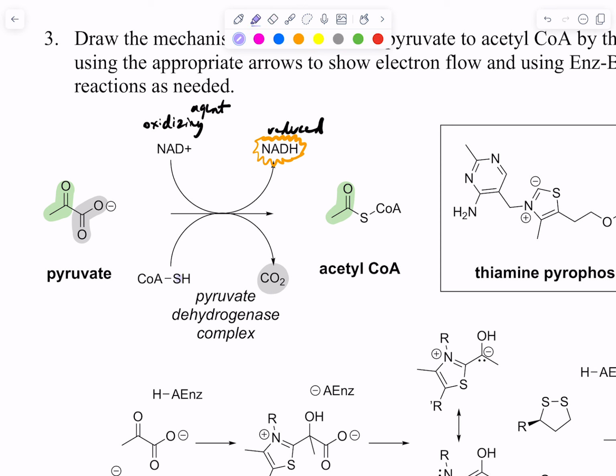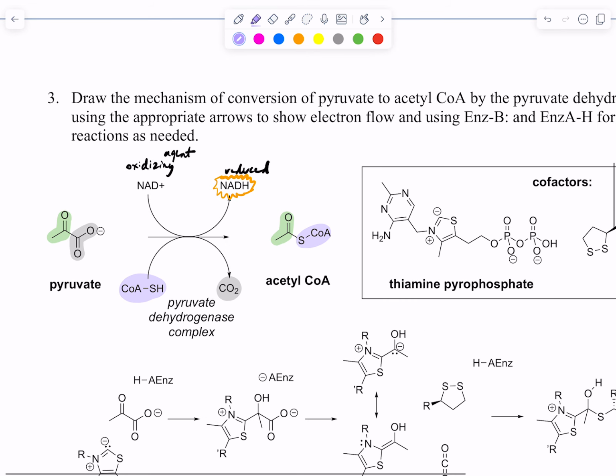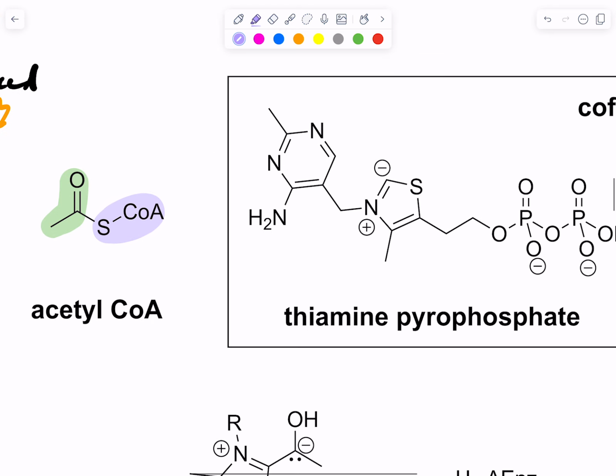Coenzyme A is a much bigger molecule than just the thiol, but we're going to just consider it to be the thiol for now. Everything else is just a handle for the enzyme to hold on to. All right. And as I said, thiamine pyrophosphate is a key cofactor. It's going to be our nucleophile.